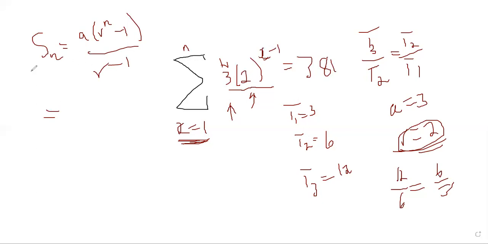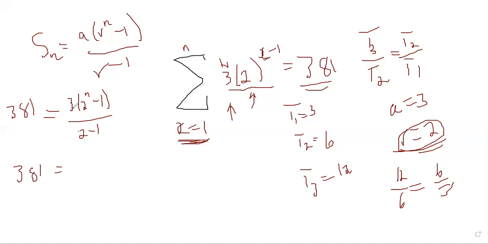They won't tell you. We understand that our sum is 381 because they give us that, so it will be 381 there. Our A is 3 because that's your first term. Our R is 2, so here it will be 2 to the power of n minus 1, all over 2 minus 1. From here, you simply substitute, because 2 minus 1 will be 1. So if you cross multiply, you will still have 381 this side.